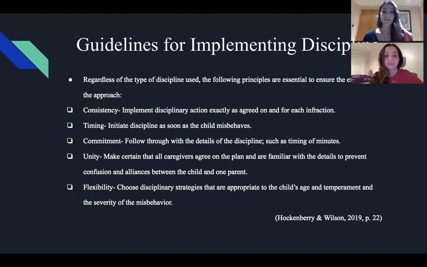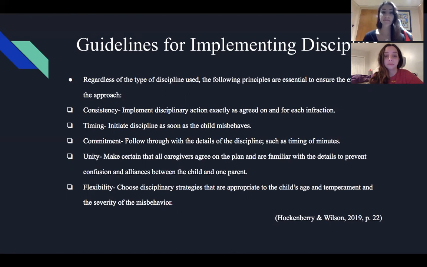So, guidelines for implementing discipline. Regardless of the type of discipline used, the following principles are essential to ensure the efficacy of the approach. So, consistency: implementing disciplinary action exactly as agreed on and for each infraction.